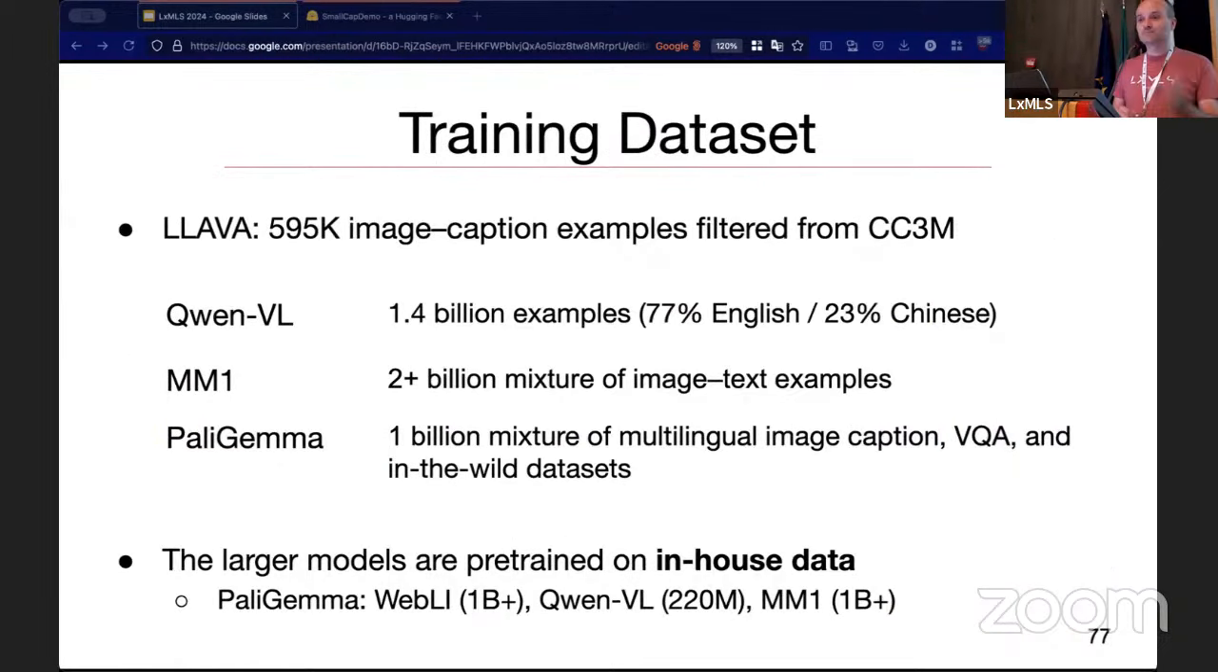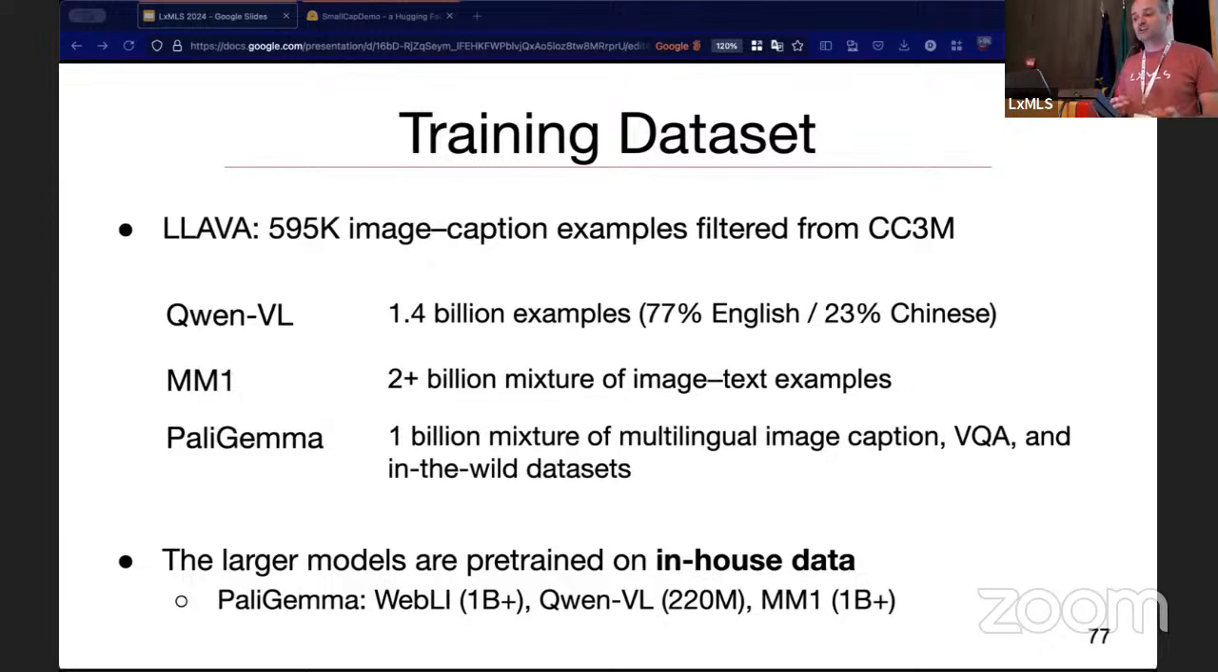So the simplest one to describe is LLaVA. It uses 500,000 image caption samples filtered from Conceptual Captions, whereas models like Qwen use 1 billion examples, where it's an English-Chinese bilingual model. MM1 uses more than 2 billion examples covering different types of image text tasks, including things like OCR data.